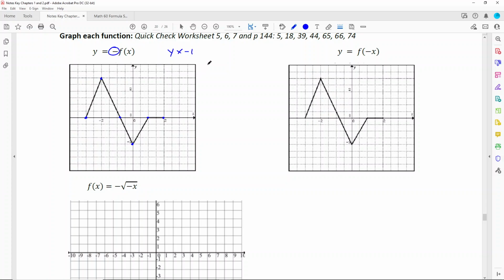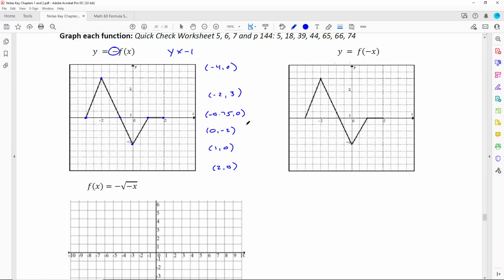So let's say we pull out those points. We've got a point at -4, 0. We've got a point at -2, 3. We've got a point at, gosh, that's like -0.75, 0, maybe. A point at 0, -2, a point at 1, 0, and a point at 2, 0. Okay, so we're going to take all the y values and multiply them by -1.